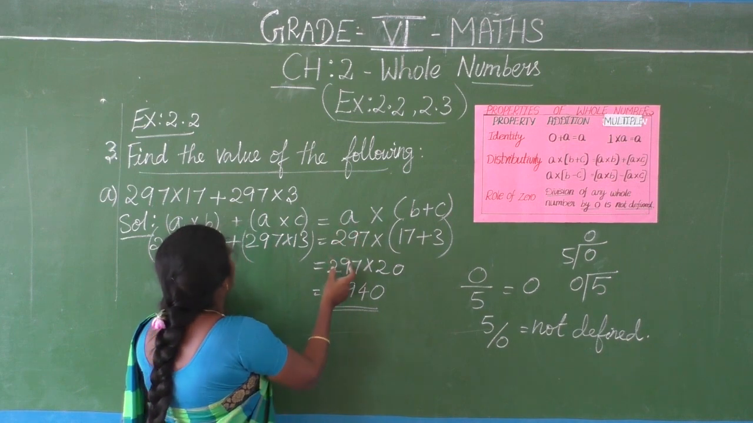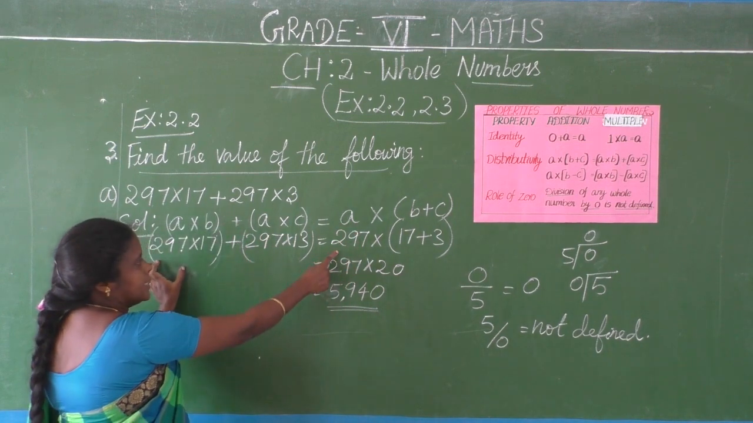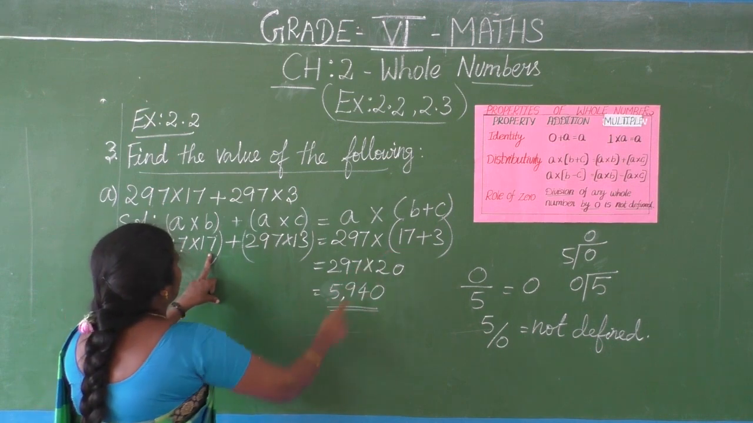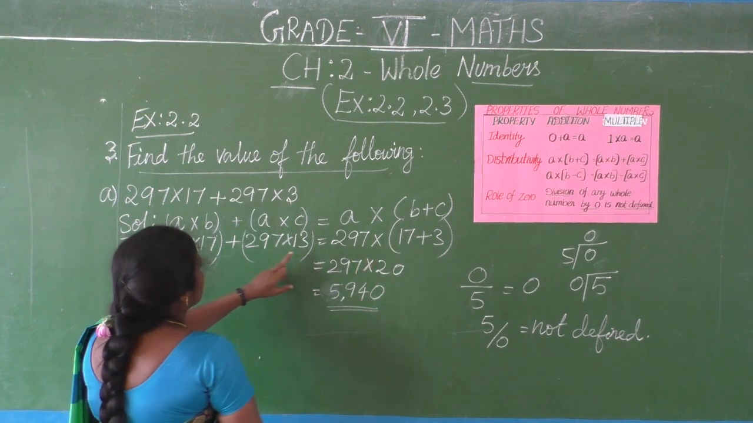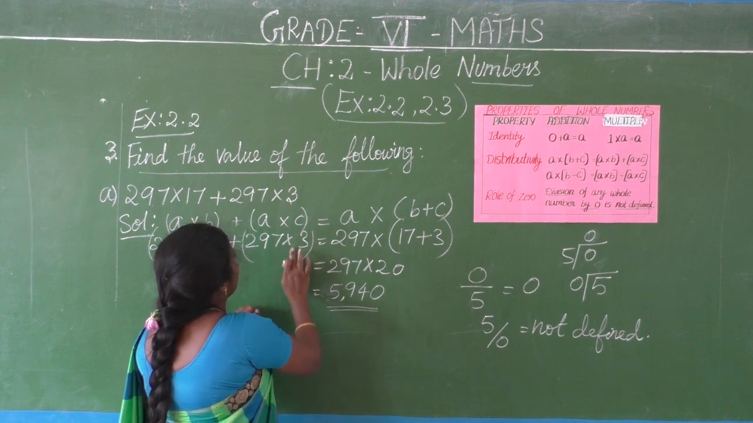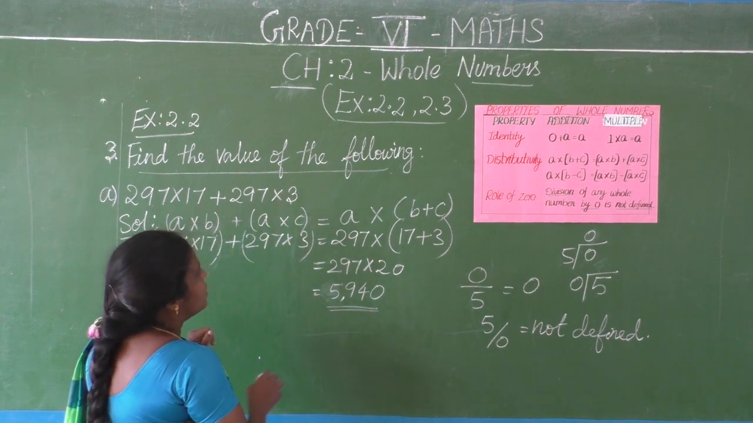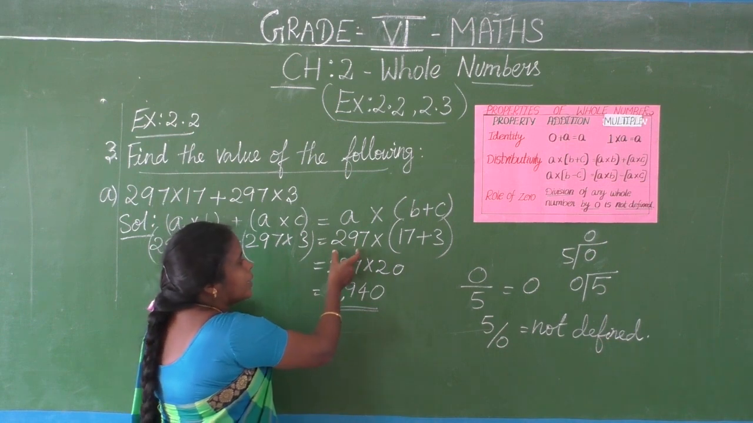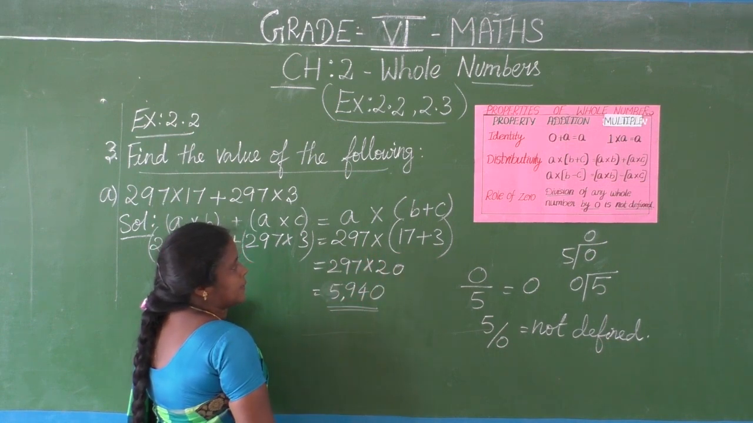So A value, what we assumed? 297 into B value 17 plus C value 13. Sorry, 3 only. B value is 3 here. Clear? So A into B plus C.